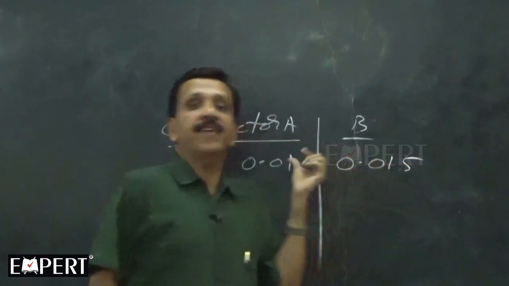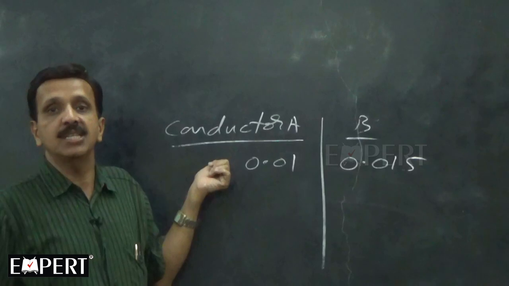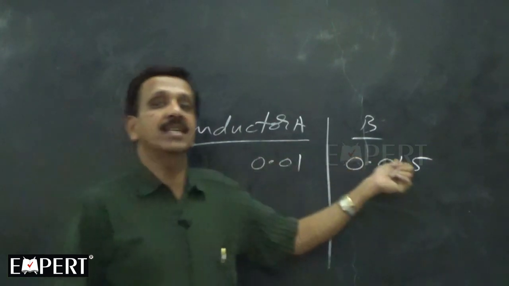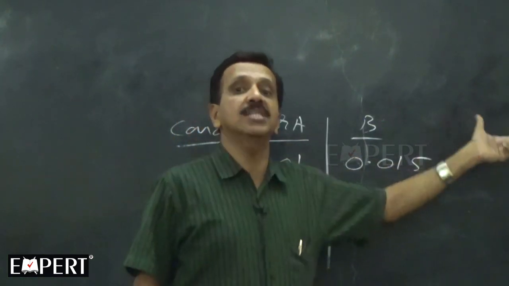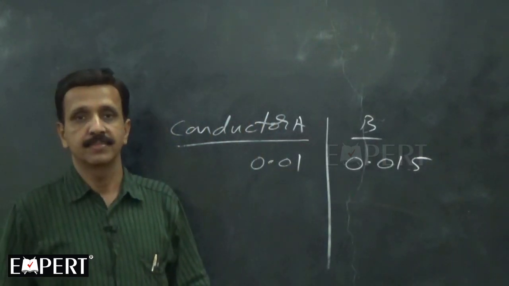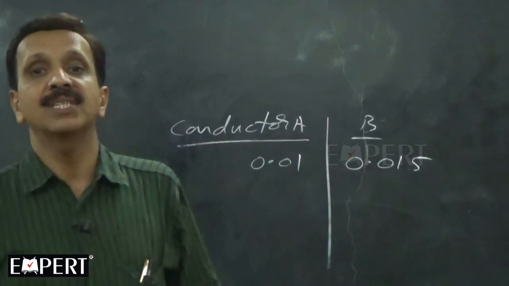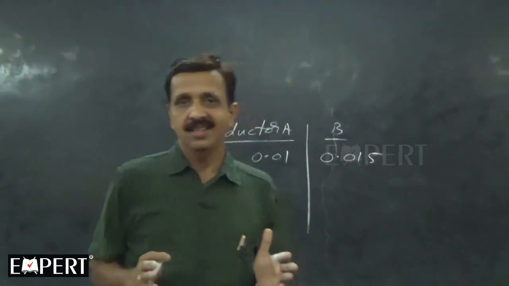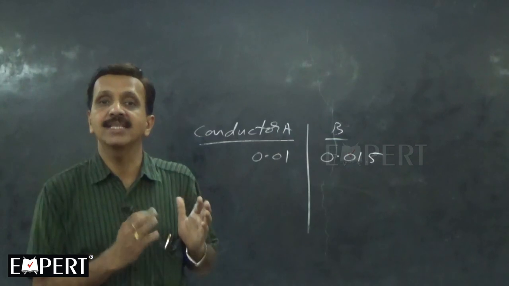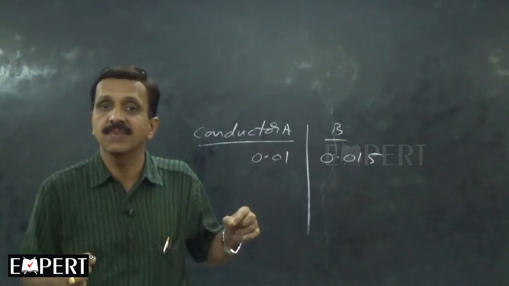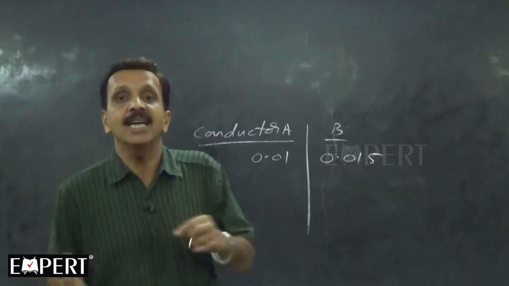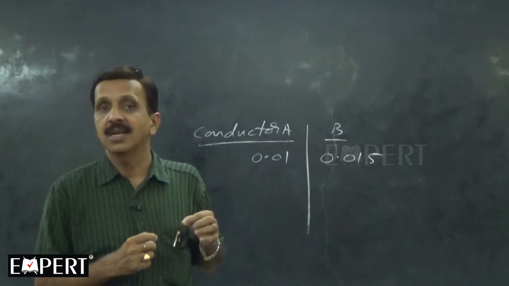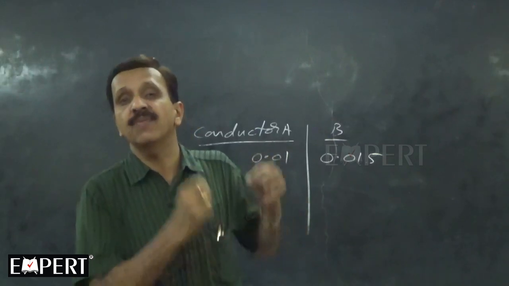This is more sensitive. Say for example, in case of conductor A, temperature changes from 50 degree centigrade to 60 degree centigrade, the resistance varies from 5 to 6 ohm, whereas here it varies from 5 to 6.5 ohm. It is more sensitive to temperature changes. This is very important, especially when you select the conductors for making resistance boxes in the laboratory. The material selected for making the resistance wires contained in the resistance box must be that material which is least sensitive to temperature changes.